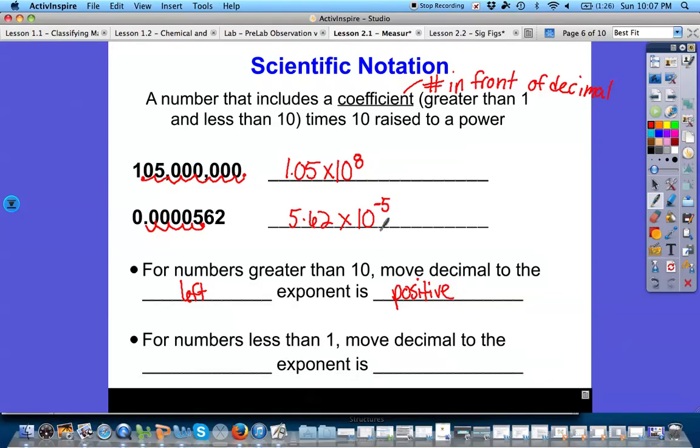For numbers that are less than 1, and I know yours says 10, go ahead and cross out that 0 and make it 1. Move the decimal to the right, and the exponent is negative.